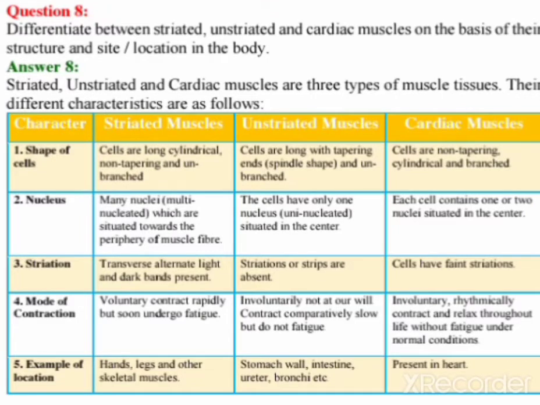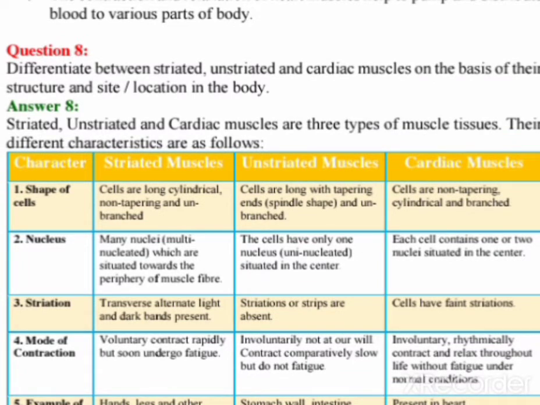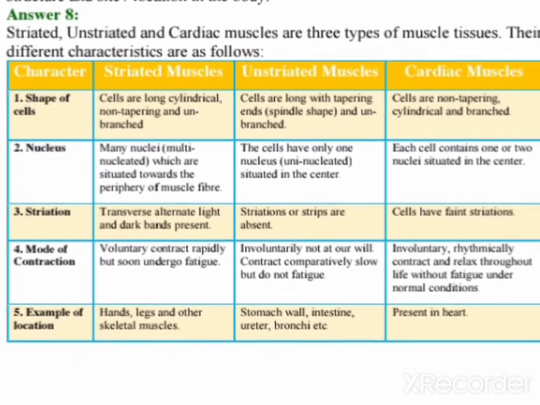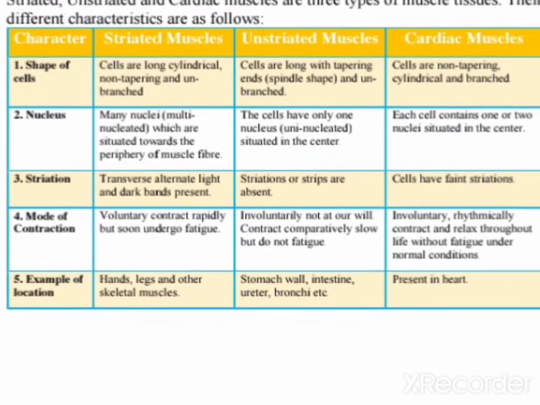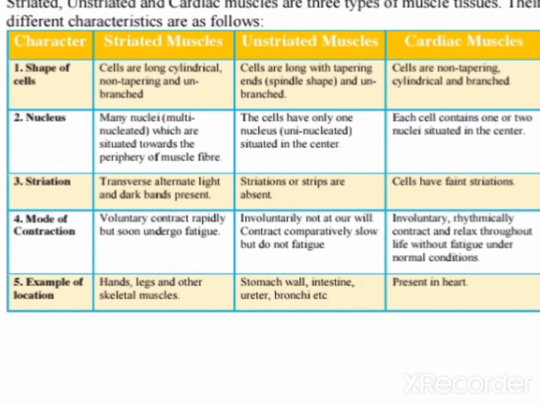Hello dear students, today in this video we will continue our chapter exercise question answers of chapter number 6, tissue. Up to the 7th question we discussed in our last video. Now your 8th question is: differentiate between striated, unstriated and cardiac muscle on the basis of their structure and the site location in the body.